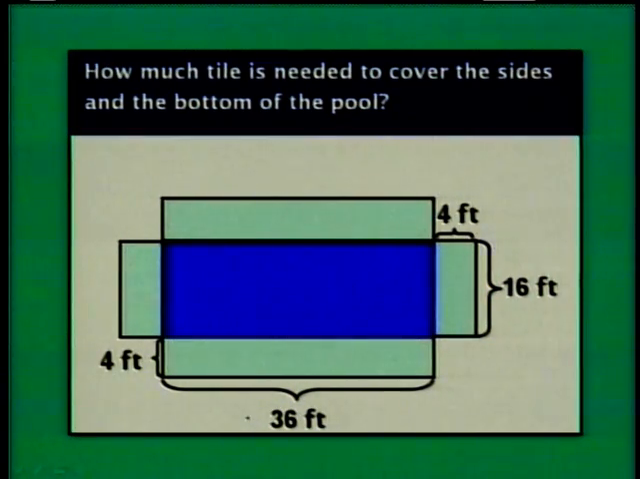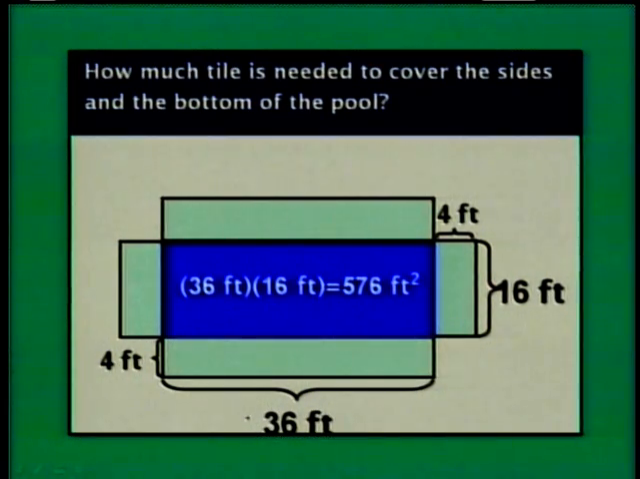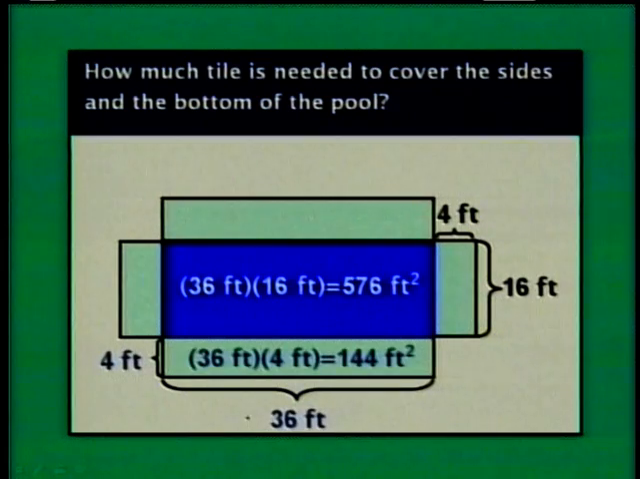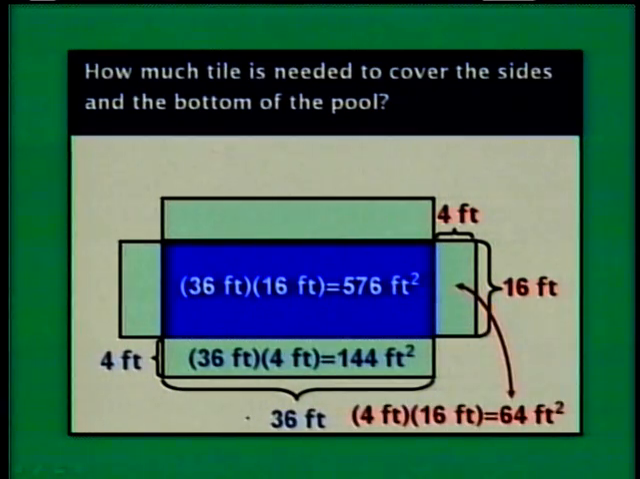If I want to find the area of the bottom of the pool, which will tell me how much tile I need to cover the bottom of the pool, I need to take 36 feet and multiply that by 16 feet. That gives me 576 square feet. If I want to find the area of a long side, I need to take 36 feet and multiply that by 4 feet. That gives me 144 square feet. And if I want to find the area of a short side, I need to take 16 feet and multiply that by 4 feet. That gives me 64 square feet.